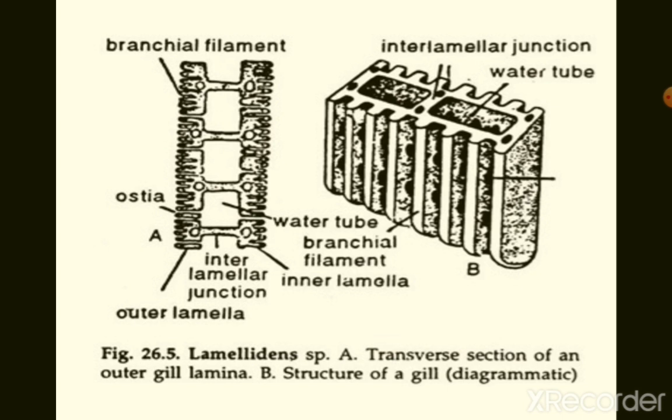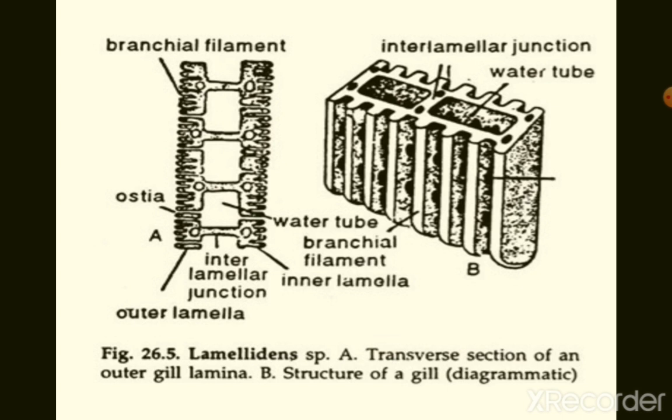If the gill is suspended like this, you have the space formed, and that is partitioned by these interlamellar junctions, and it is these interlamellar junctions that contain blood vessels. That means blood comes to the gills, to these interlamellar junctions. The water is filled in these water tubes, and it is there that the diffusion of gases takes place, facilitating the process of respiration.